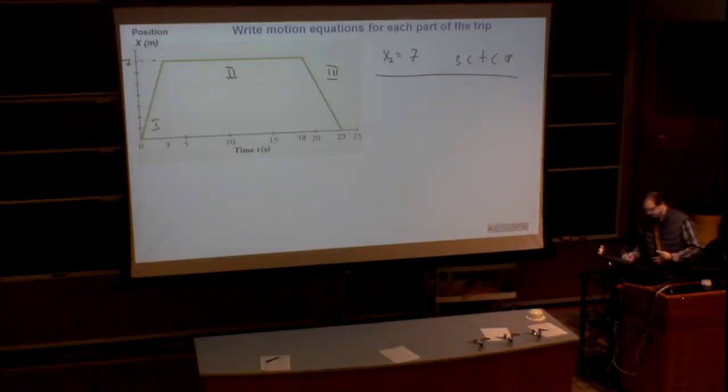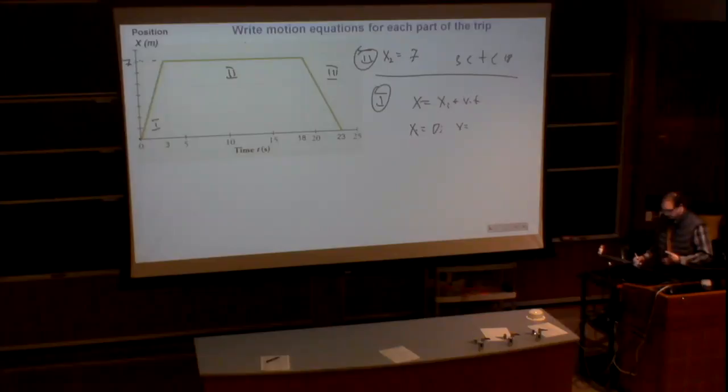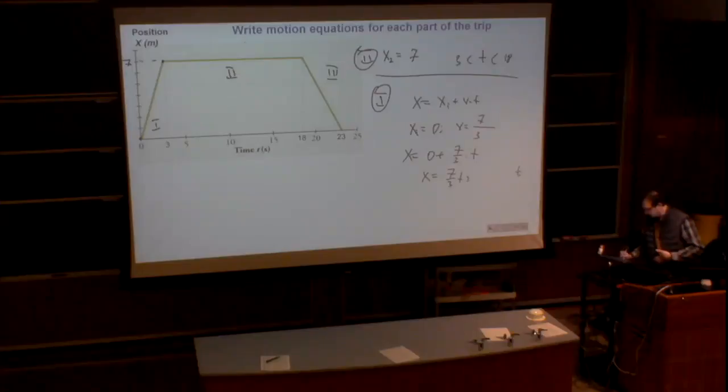So now the next part is that's for number one part. We know that it's a linear motion, initial plus velocity times time, and the equation should be linear. What do we know? We know initial x is 0. And we need velocity. And we can just use this pair of points. It's supposed to be equal to 7 over 3. So the motion equation is 0 plus 7 over 3 times time, and that equation works for time between 0 and 3 seconds. That's it.